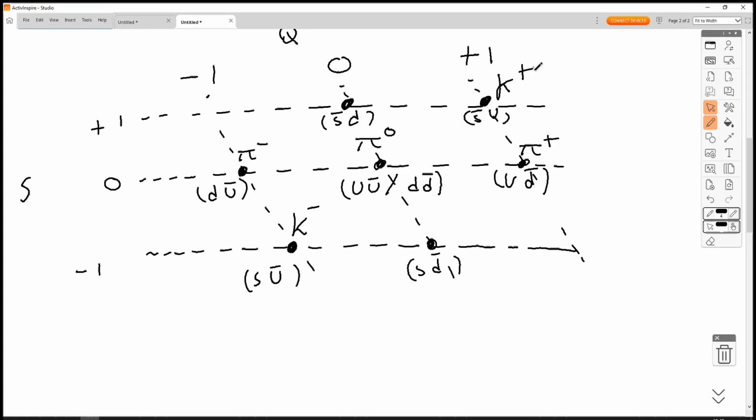Now the two I've left blank are going to be neutral K-ons. However, one of them is the regular neutral K-on, and one of them we call the anti-neutral K-on. So to determine which one is which, we actually look at the non-strange quark. If the non-strange quark is a regular quark, then that's the K naught. And if the non-strange quark is anti, then that's the anti-K naught. So this is the K naught, and this is the anti-K naught.